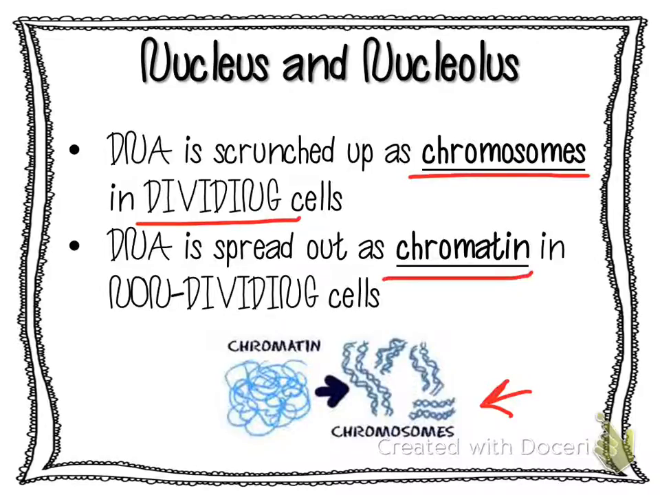I think of chromatin kind of like a bowl of spaghetti. You can see over here it's not very organized. It's kind of all just mixed together. And that's what it's going to look like in non-dividing cells. So when we talk about cell division next nine weeks, we will use the words chromosomes and chromatin quite frequently.